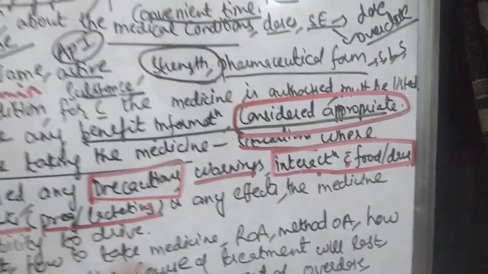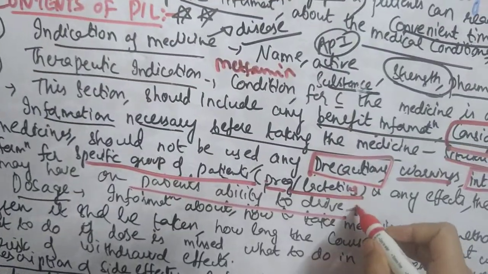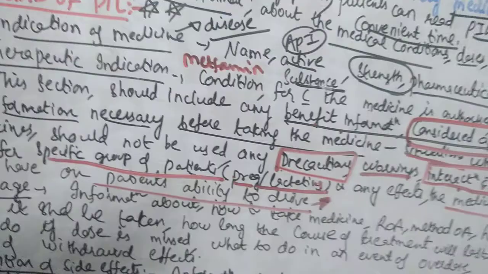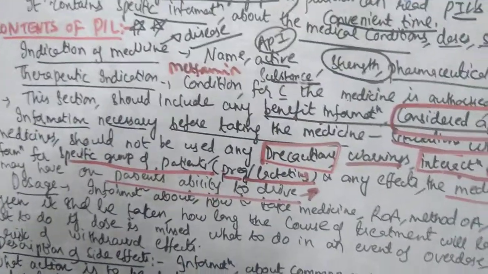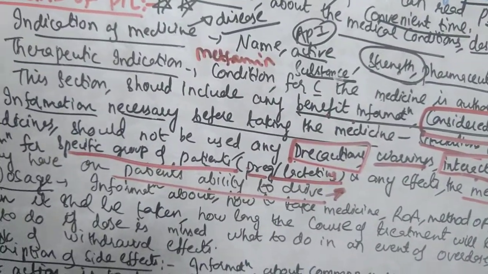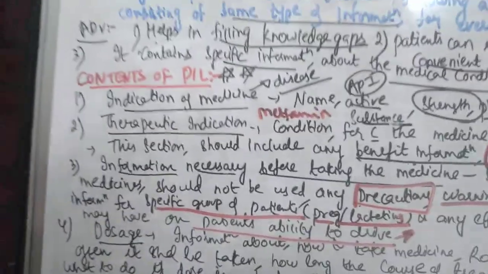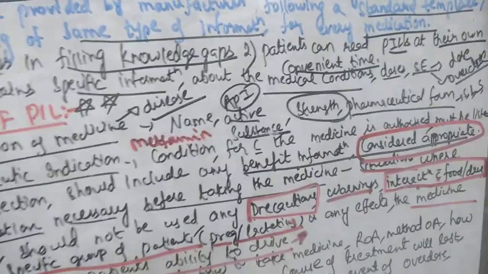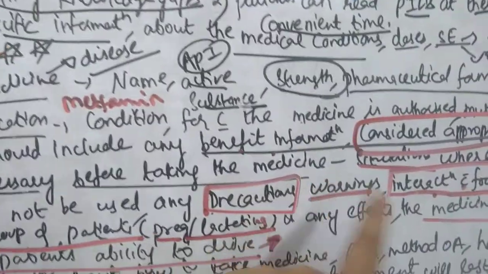And whether the medicine has any effects on the patient's ability to drive. See, if you have noticed, this is written on many antihistaminics and anti-allergics. They will depress your CNS, so as a result you will feel sleepy. Whenever you are taking a few medications, you should not drive after taking them, because if you feel sleepy, then the risk of accidents increases. So that information should be known to the patient, and he should read it carefully, and if he wants to drive, he should avoid that medication. So this is information necessary before taking the medicine.